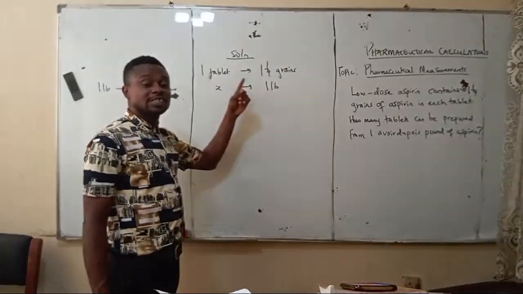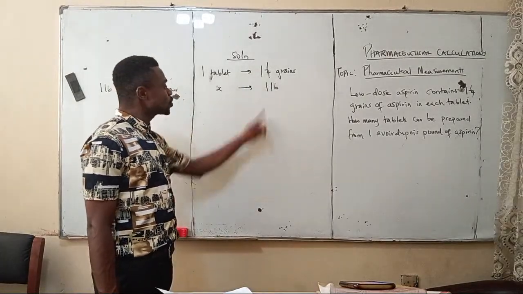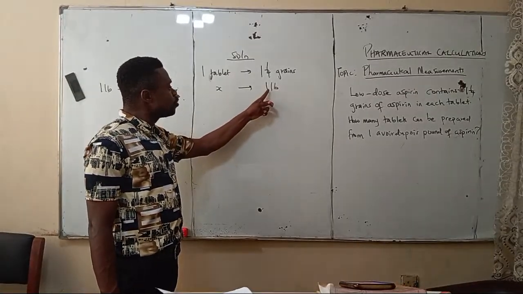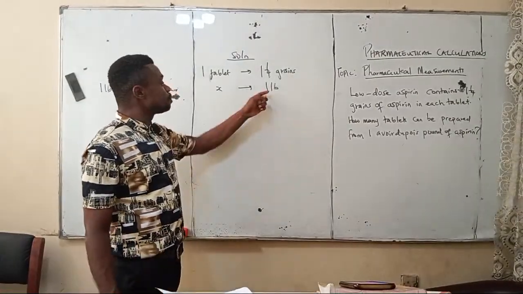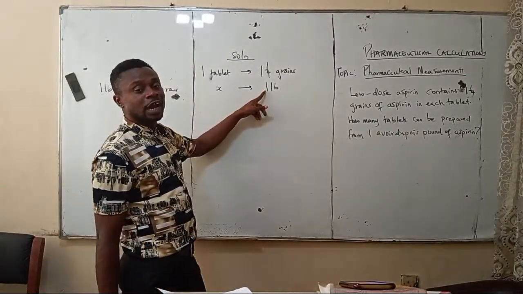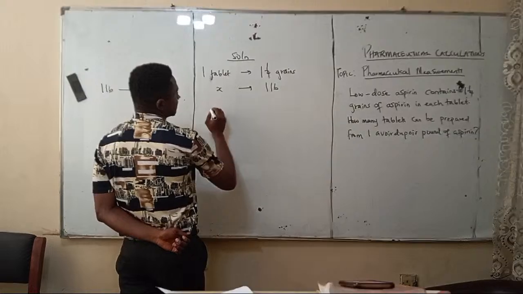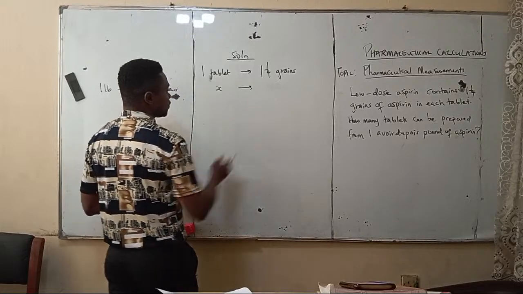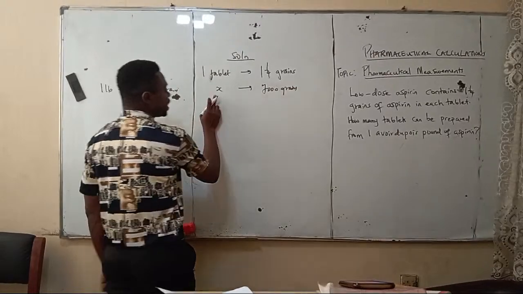Now, we have to find how many tablets can be produced from 1 pound. But you cannot do this calculation because this is in pounds and this is in grains. They are not in the same units. So you must convert them to the same units. Either you move this pound to grain, or you move this grain to pound. The easiest is to move the pound to grain. We already know that 1 avoirdupois pound is 7,000 grains, so we replace this 1 pound with 7,000 grains. We now have 7,000 grains.